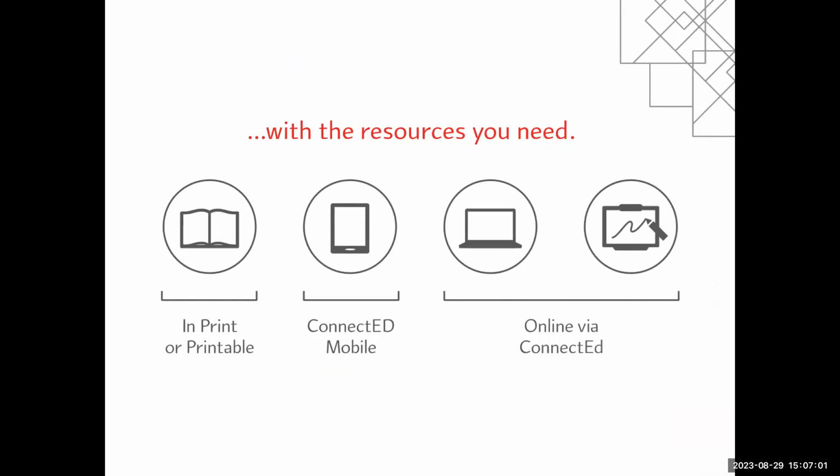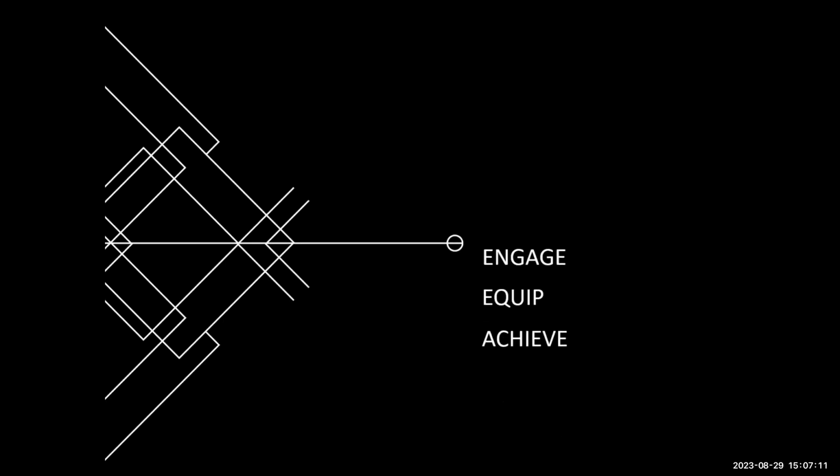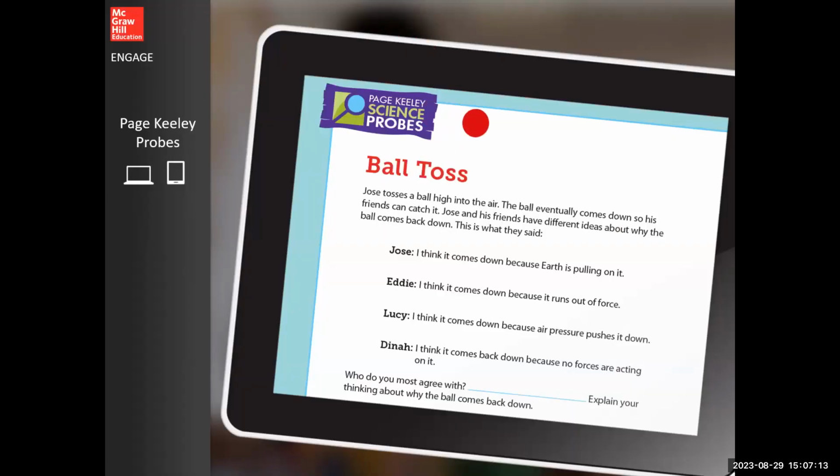Our program is available in print, as you saw those book covers just a few moments ago. Our program is also available digitally through a ConnectEd platform that we're going to explore today. So let's begin in the program. How do we engage students? Well, every single chapter in the middle school programs begins with what we call a Page-Keeley probe. It's an opportunity to uncover misconceptions, and it's a scenario that we want students to consider and choose who they agree with the most, and why.